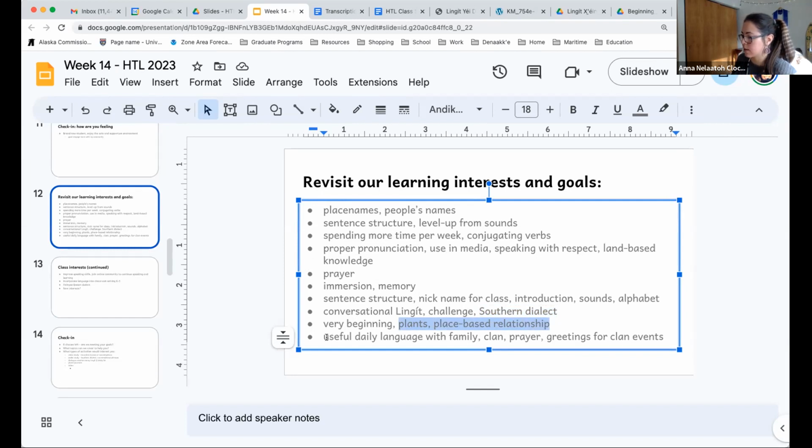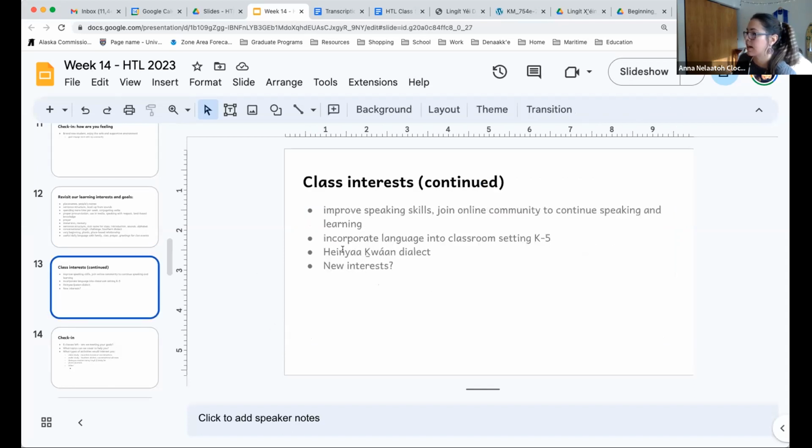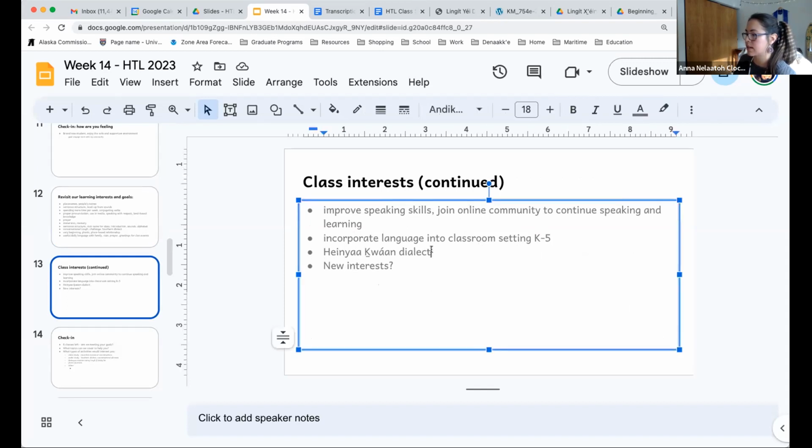And then useful daily language with family, clan, prayer, greetings for clan events. Kinship, there's a section in the Beginning Lingít Workbook on kinship that would be good for this, that I can take us through today. It's in a chapter that we're on, so that might be a good one. And then lastly, improving speaking skills, joining the community, incorporating language into the classroom setting, K-5, Kayaaní dialect, that's Southern dialect from the Tóoch area.